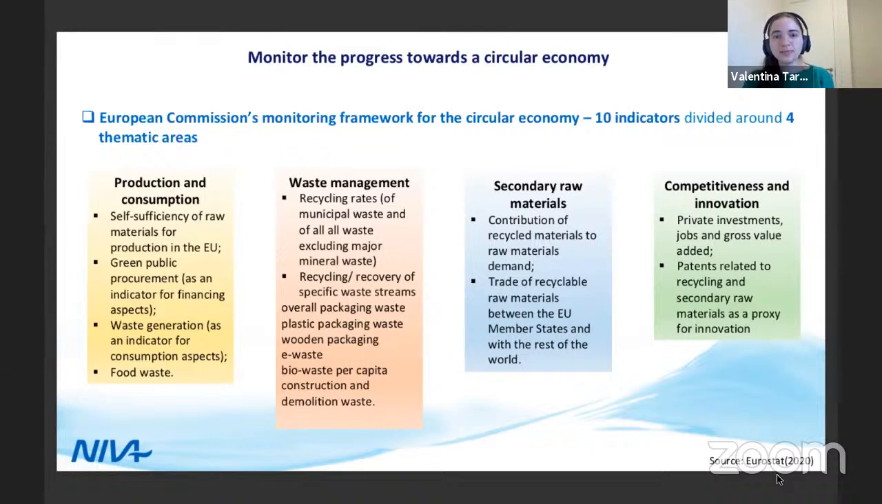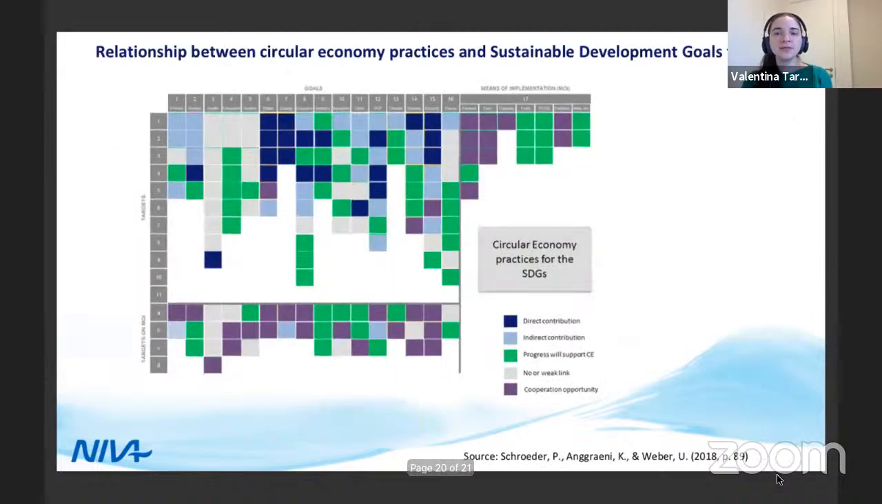Next slide, please. I would like to spend the last 2 minutes of my lecture looking at the relation between the circular economy practices and sustainable development goal targets.